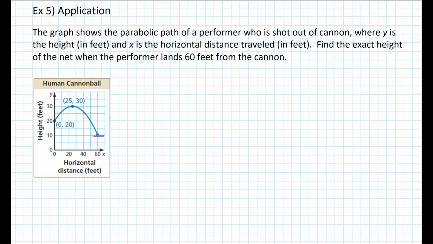Well, is it exactly 10? We don't know, because it's inclusive, a solid dot, but we can't tell exactly that it's exactly on 10. So we're going to have to solve. So again, we know what the vertex is, so it's just like we did before. F of x is equal to a times (x minus 25) squared, since my x value of the vertex is 25, and my y value is 30. So there's my k.